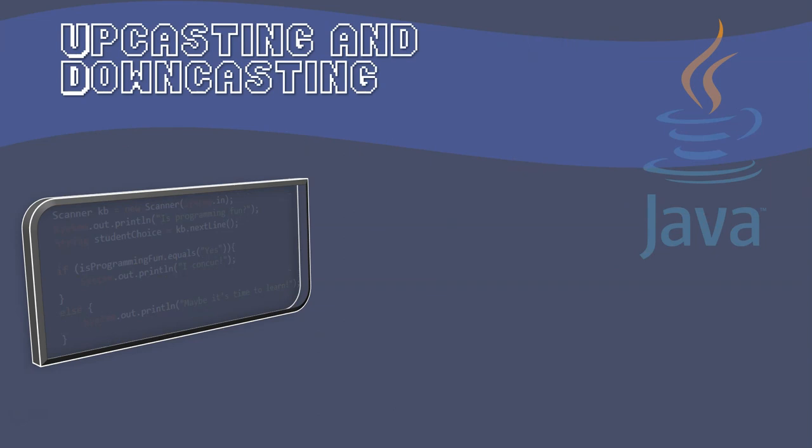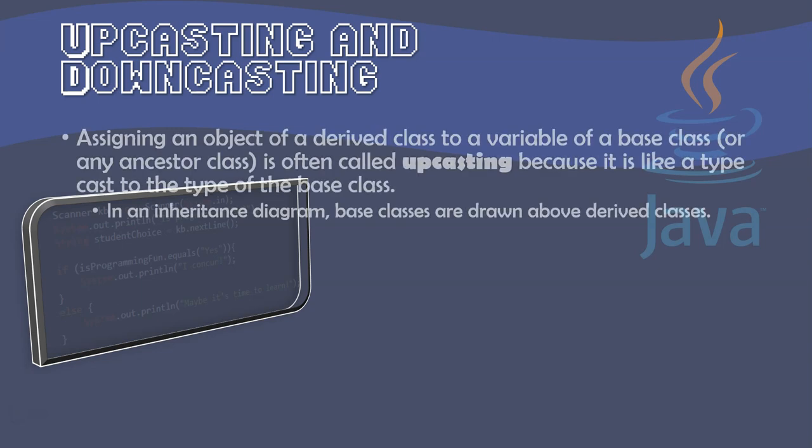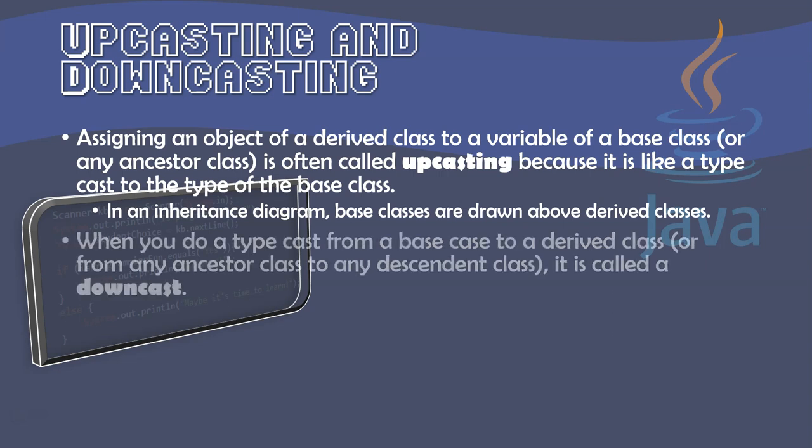Now we did talk about downcasting and upcasting at the very beginning here, and this is a term that we haven't really defined, so let's take a look at how that relates back in. Assigning an object of a derived class to a variable of a base type, or really any ancestor class, is what's known as upcasting, because it is like a type cast to the type of the base class. When we look at our inheritance diagram, remember that base classes are drawn above derived classes, because derived classes are spawned below. Now when you do a typecast from a base class to a derived class, like Sale going to DiscountSale, or any descendant class, this is what's known as a downcast.